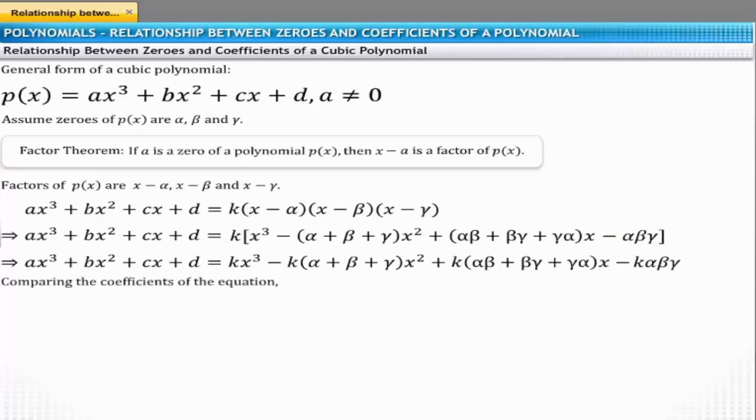Now, we'll compare the coefficients of x, x square, x cube, and the constant term. A is equal to k. Let this be equation 1. B is equal to minus k into the sum of zeros, alpha, beta, and gamma. Let this be equation 2. C is equal to k into the sum of the product of zeros taken two at a time. Let this be equation 3. D is equal to minus k into the product of the zeros. Let this be equation 4.